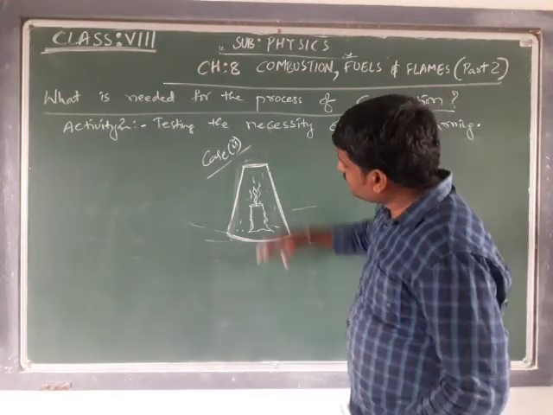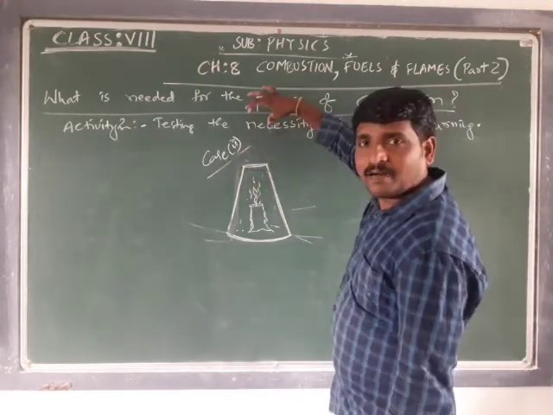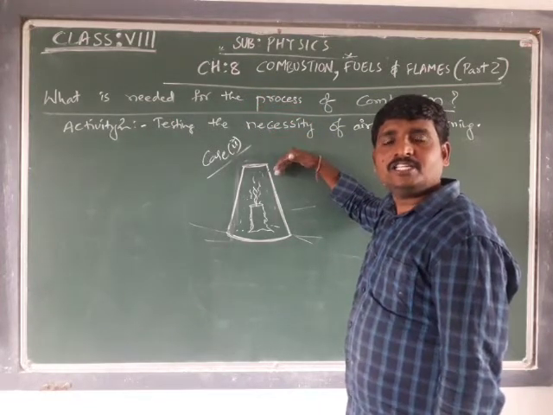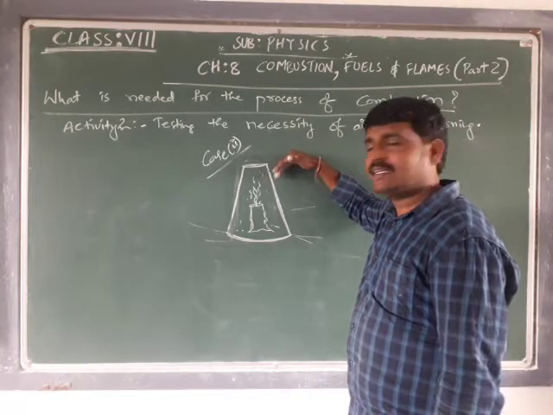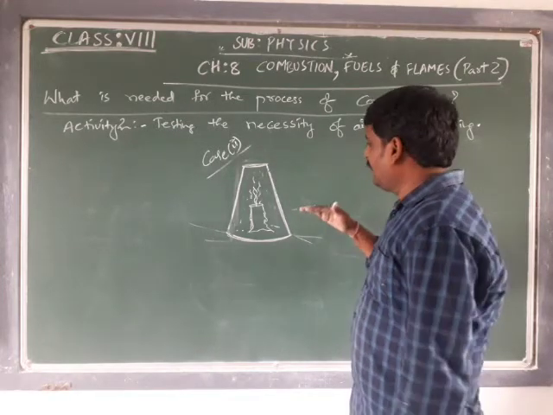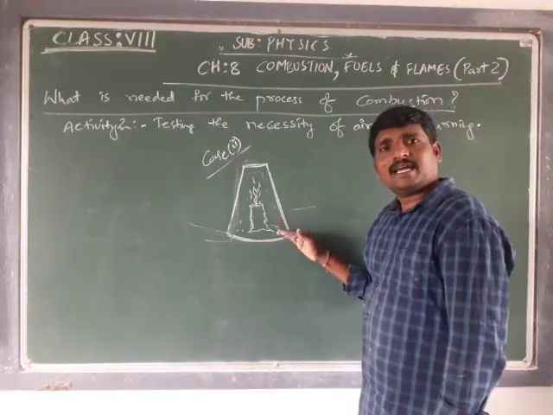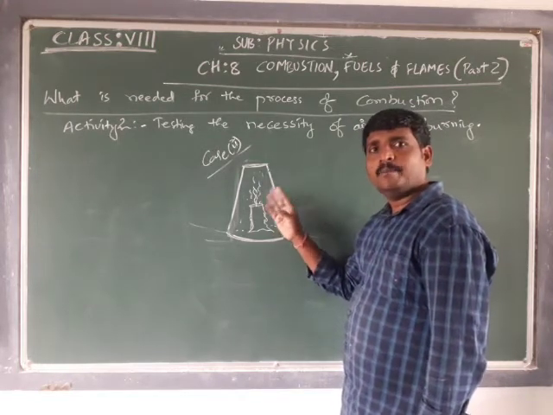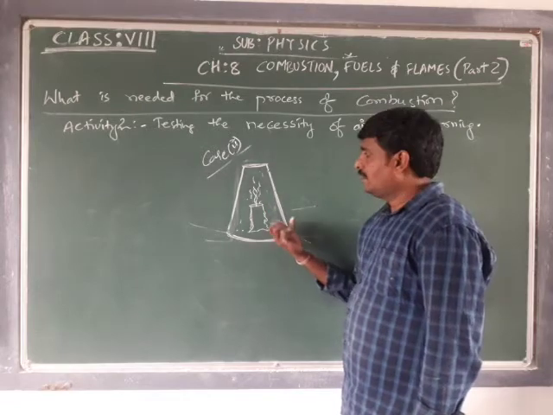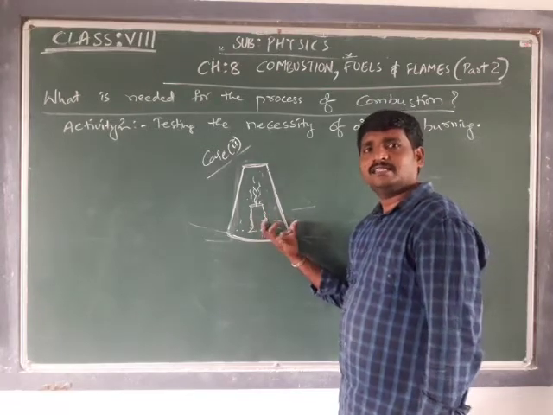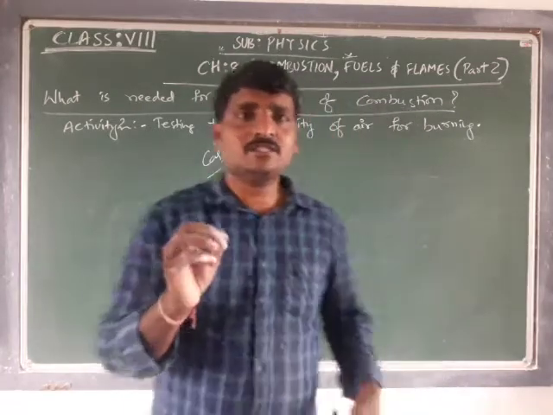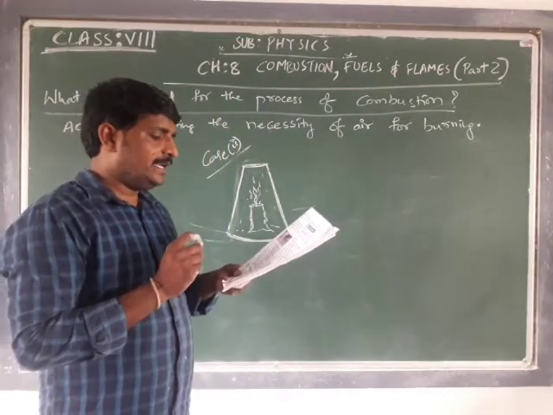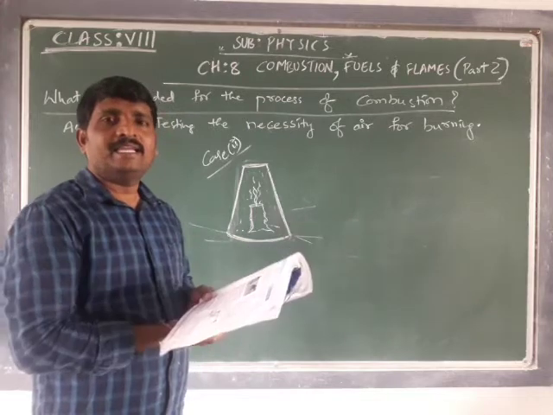Okay, while the flame starts flickering, slowly we have to take out this glass tumbler. Removing the glass tumbler again starts giving the supply of oxygen to this candle, which makes the candle burn without any disturbance. This experiment proves that air is needed for burning the material.